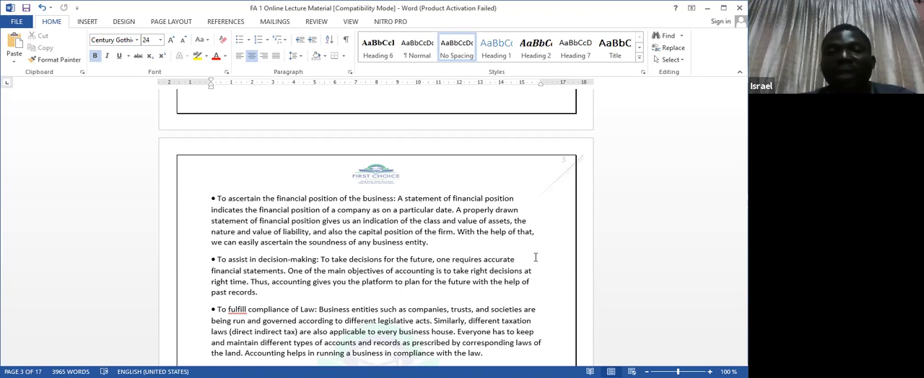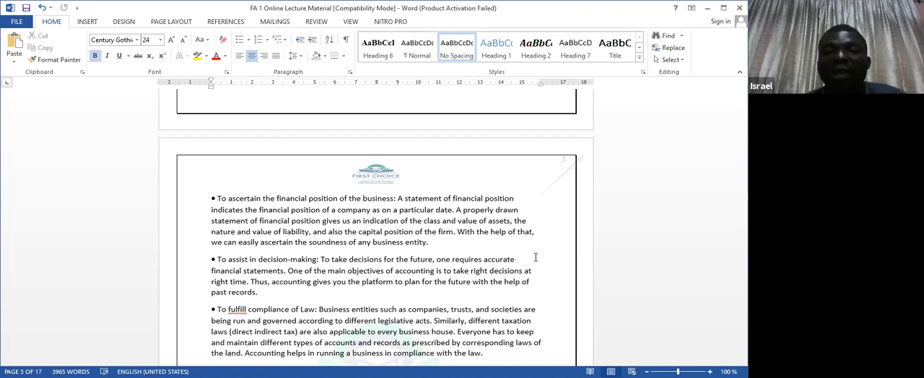Then the next one is decision making. It's actually very good for decision making as well. If you want to make a decision, you need information. You need to have information before you make decisions, so that it can guide you to know if you should go ahead with a decision or not. So the financial statement helps you to make that decision.